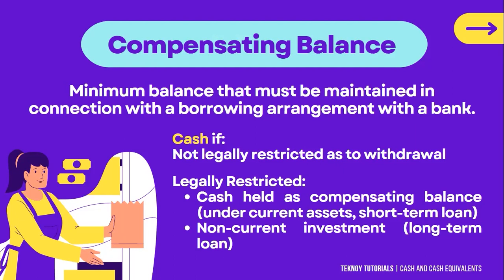Now, if the compensating balance has no legal restrictions as to withdrawal, it is reported as part of the entity's cash. However, if there is a legal restriction as to withdrawal, the amount may be reported as cash held as compensating balance under current asset if the related loan is short-term. Consequently, if the compensating balance is related to a long-term loan, it is reported as a long-term investment or non-current investment in the statement of financial position.